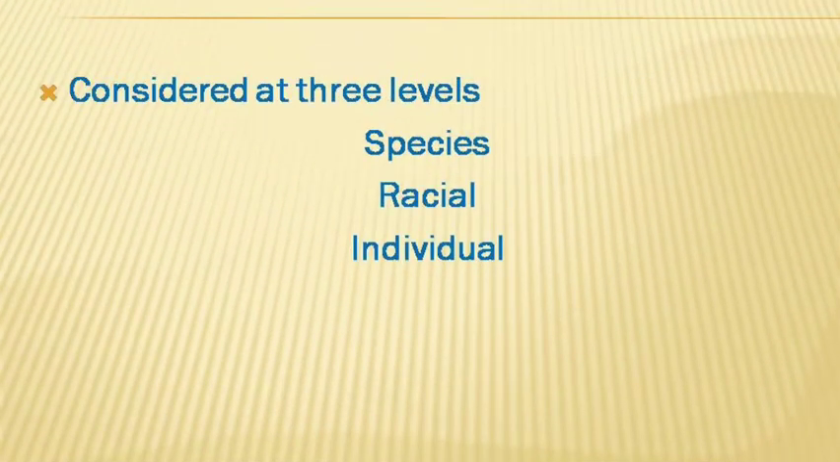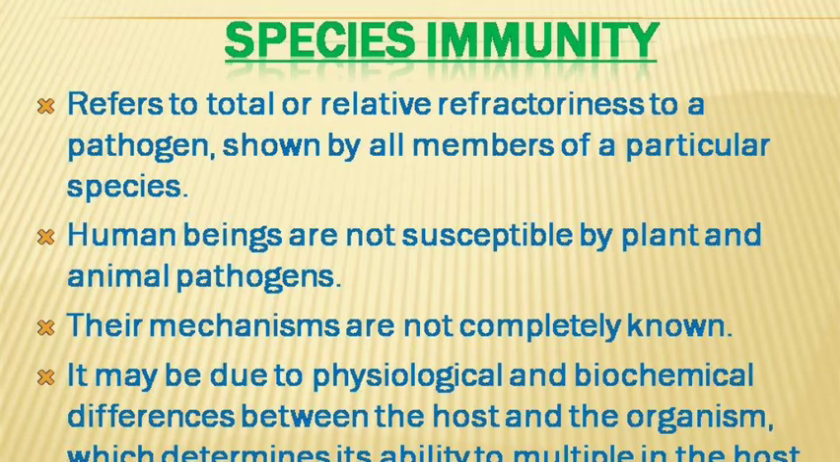It is considered at three main levels, that is species level, racial level, and individual level. Now about species immunity. It refers to total or relative refractoriness to a pathogen which is shown by members of a particular species. So it is the immunity to a particular pathogen which is shown by all the members of a particular species. For example, human beings are not susceptible to these plant and animal pathogens, and the mechanism is not completely known. It may be due to the physiological and biochemical differences between the host and the organism, which determines their ability to multiply in the host.